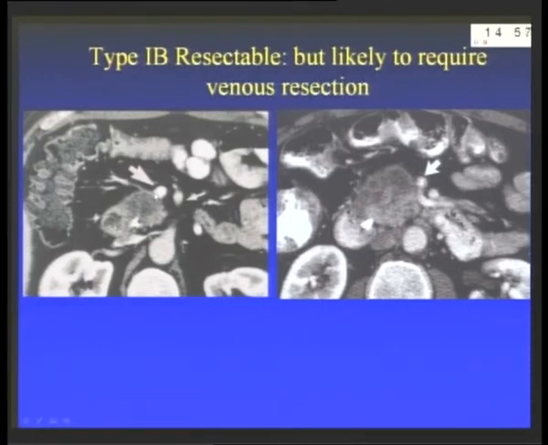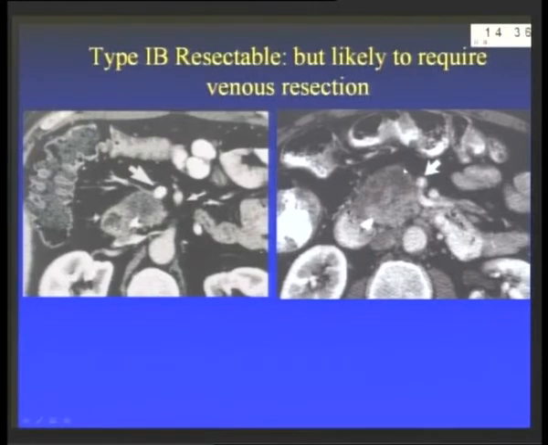And you can look at this scan and see that there's no involvement of the SMA. If we look at the SMA out here, in fact, there's quite a nice margin on the SMA. But without question, there's a high probability that an operation for this patient will require a technical strategy to deal with this segment of venous involvement.